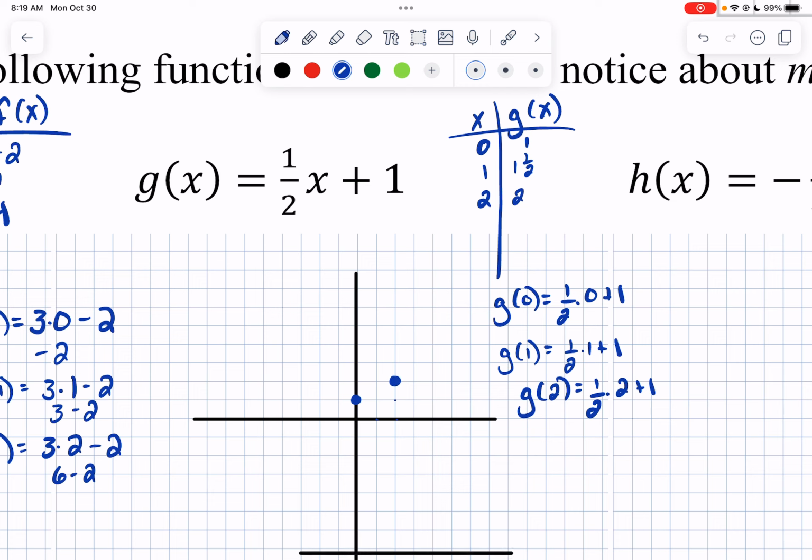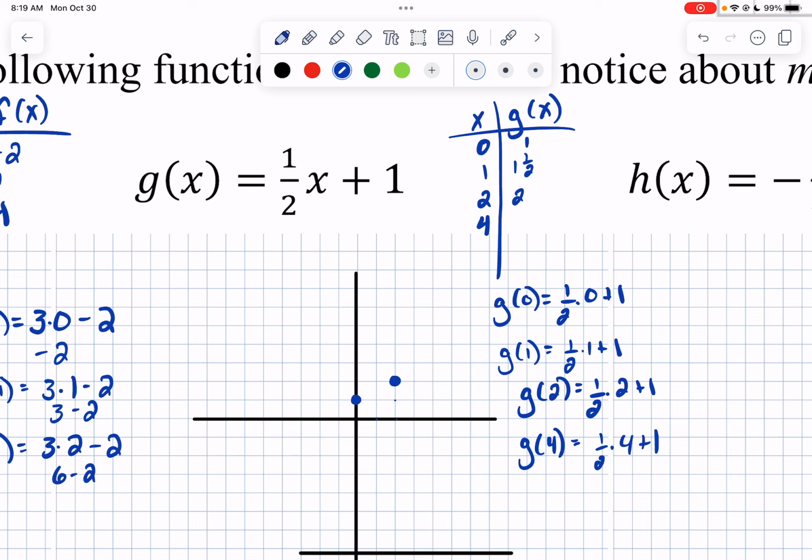Okay. So it looks like odd numbers aren't working well, so we'll go ahead and do 4 next. g of 4 is 1/2 times 4 plus 1. So 1/2 of 4 is 2, plus 1 is 3. 1, 2, 3, 4, and up 1, 2, 3. All right, those look like they're in a line.